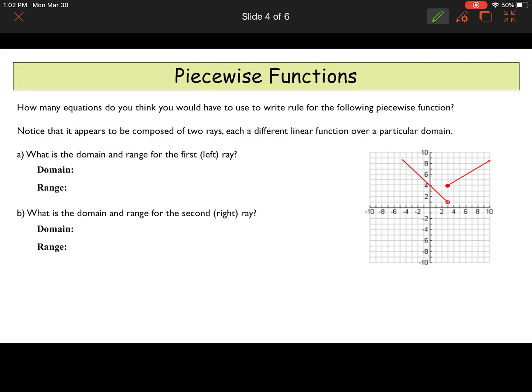So, more piecewise functions, okay? How many equations do you think you would have to use to write the rule for the following piecewise function? Okay, well, there's 2 lines here, so 2. Notice that it appears to be composed of 2 rays, each a different linear function over a particular domain, right? We have 2 lines, they're each different lines, so they're going to have different domains and ranges. So part A, what is the domain and range for the first ray on the left?